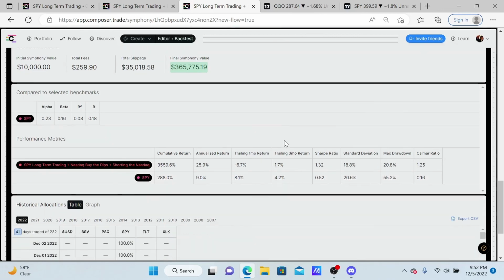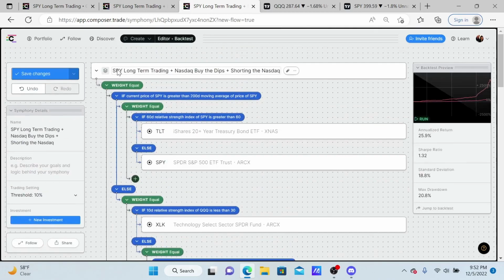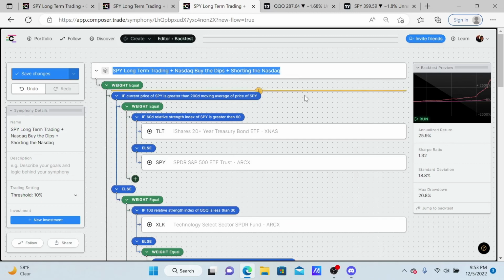So the final results of these three scenarios here. So first scenario being just long-term trading on the SPY. Second scenario, buying the dips on the NASDAQ. And third, shorting the NASDAQ.